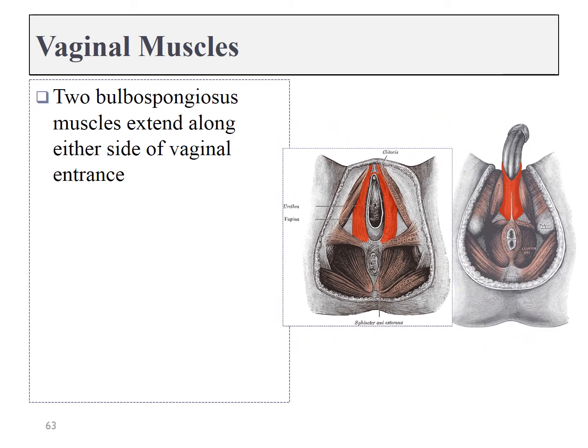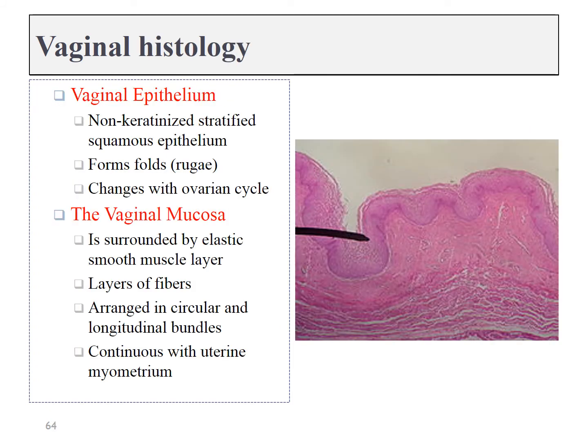I just want to point out here that these are the bulbospongiosus muscles in the male reproductive system, here lining the penis. As we're going to see in the next chapter, there's a significant amount of homology between the female and male reproductive tracts. In fact, it's almost entirely the same structures, just in slightly different locations and with slightly different functions.